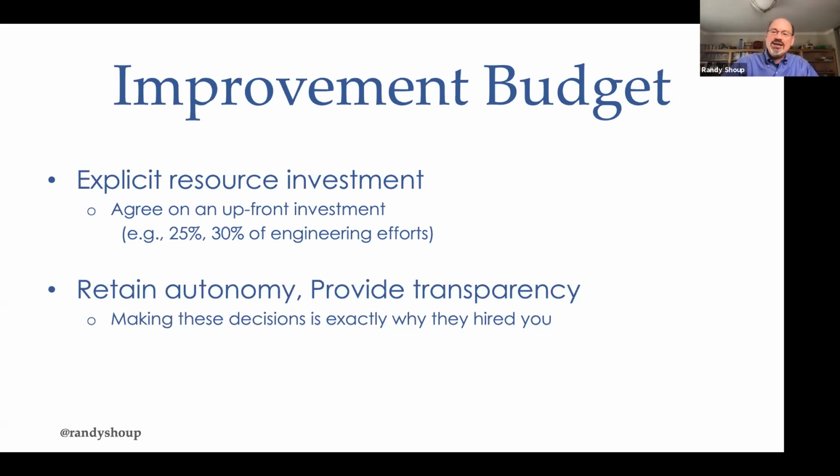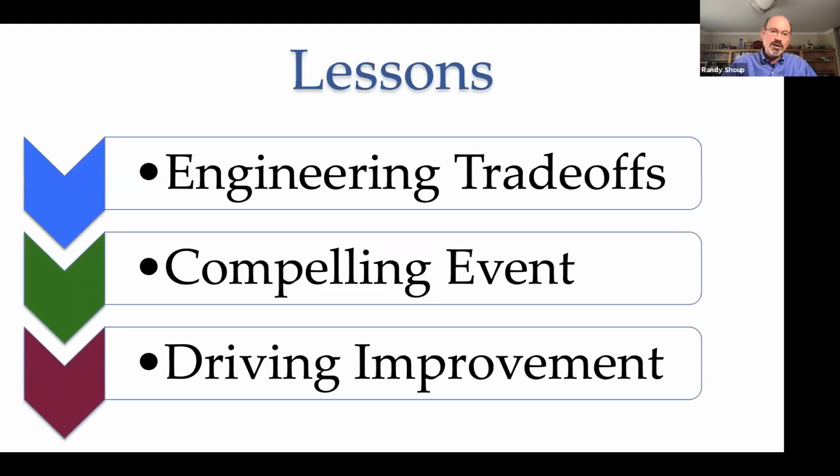So again, the idea is having this conversation at a high level about what's the level of investment that we ought to be making into these things, agreeing on that investment with the execs and your peers, and then executing with autonomy, but with transparency within the team. That's what I found worked really well. Okay, so we talked about engineering trade-offs. We talked about what to do during and after a compelling event, and we talked about how to manage driving improvement after we have an incident.